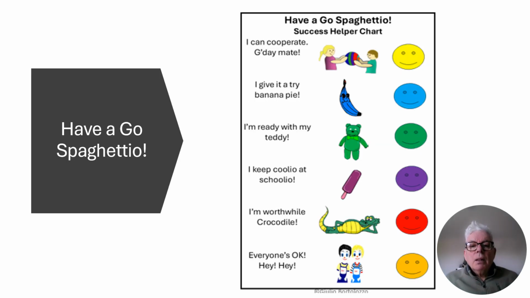This is the Have a Go Spaghettio Success Helper chart. It is designed to alert students to their thinking nature and that thinking, feeling, and behaving are all interconnected. There are 6 success helper capabilities, all color-coded. The first one is yellow success helper, which is called I can cooperate, good day mate.